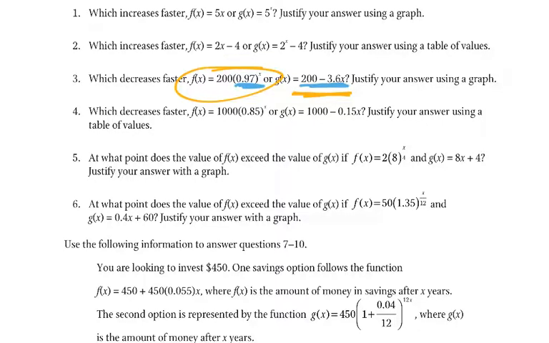Okay, and so number 4, kind of the same idea, which decreases faster, 1,000 times 0.85 to the x, or 100 minus 0.15x. Okay, again, that exponential, because we are decreasing, kind of like that last one we just showed, it's going to eventually have a very small decrease. So at the beginning, it's going to be exponential, but over time, that linear will end up decreasing faster.